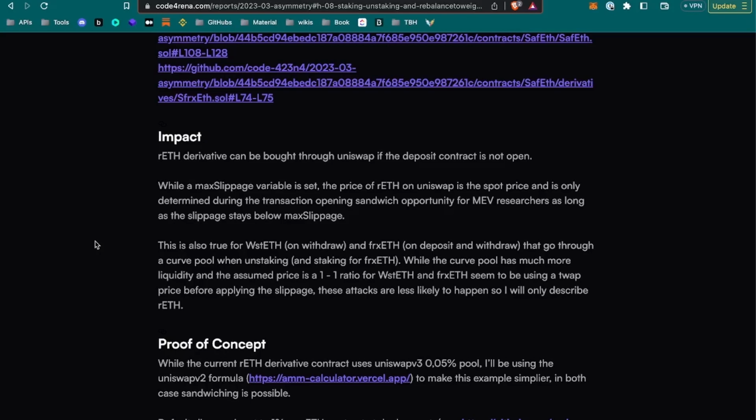That goes through a Curve pool when unstaking for frxETH, while the Curve pool has much more liquidity and the assumed price is a one-to-one ratio for wstETH and frxETH, which seems to be using a swap price before applying the slippage. These attacks are less likely to happen, so I will only describe rETH.